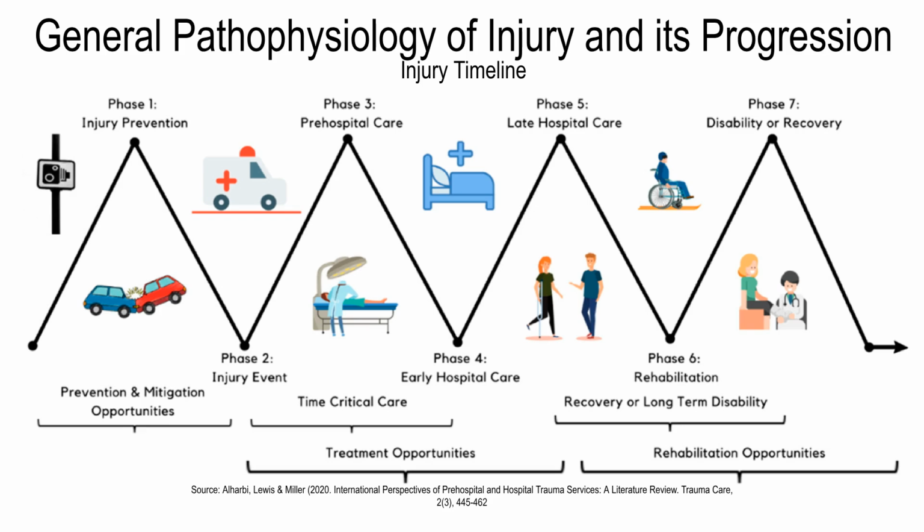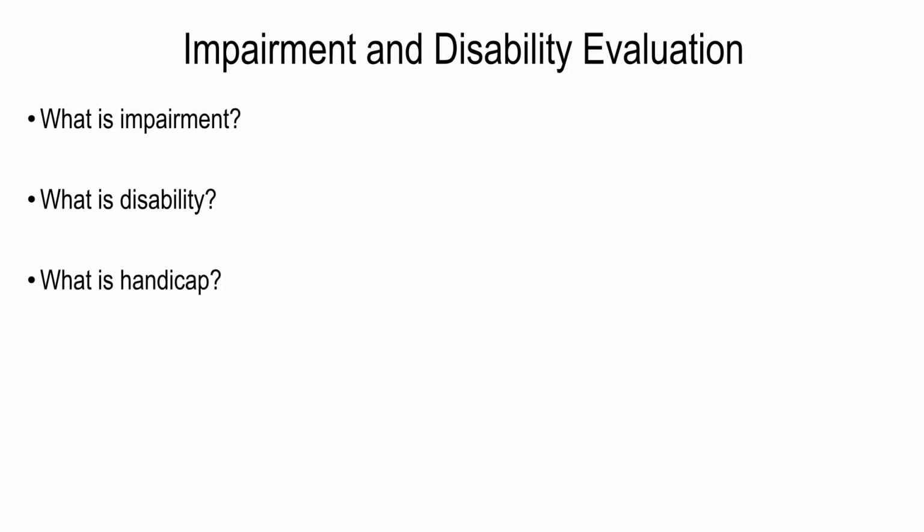This video discusses the general pathophysiology of injury and its progression through different phases. It illustrates the injury timeline, spanning from Phase 1, injury prevention, to Phase 7, disability or recovery. The model highlights opportunities for prevention, mitigation, treatment, and rehabilitation throughout this journey. We begin by establishing the fundamentals of impairment and disability evaluation.